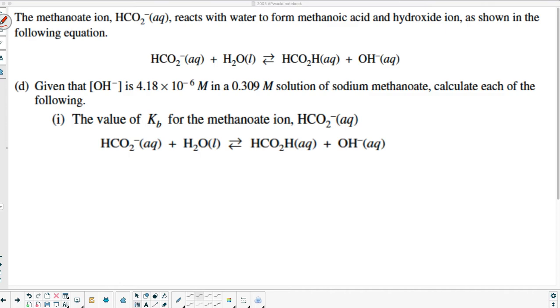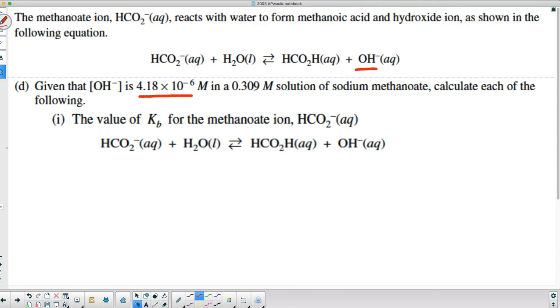Woo! So anyway, let's talk about letter D. It says the following methanoate ion, HCO2-, reacts with water to form methanoic acid and a hydroxide ion, shown as the following equation. So that makes this a base, because it forms a higher concentration of OH- ion. Given that OH- is this concentration in a solution, which means that we're at equilibrium, the OH- concentration is 4.18 times 10 to the negative 6 in a 0.309.